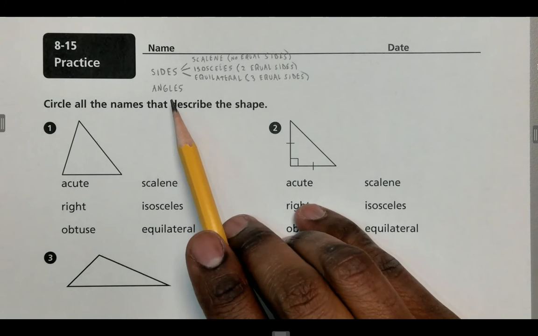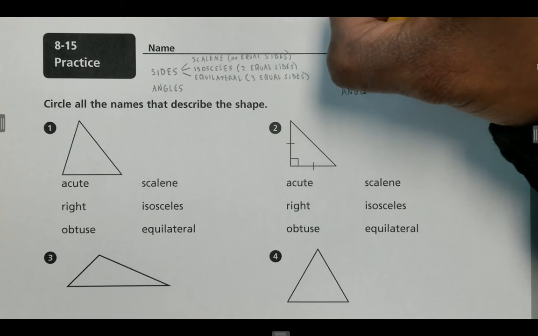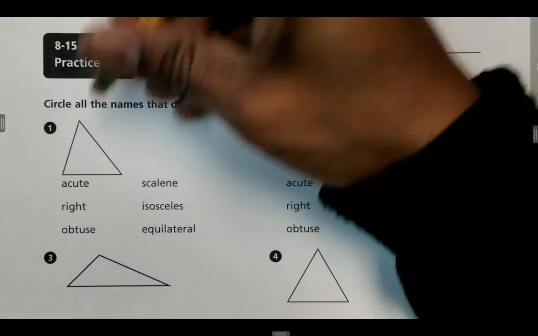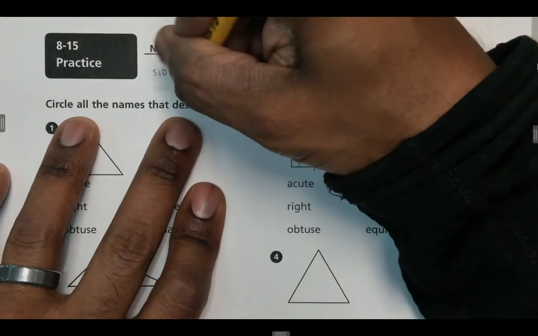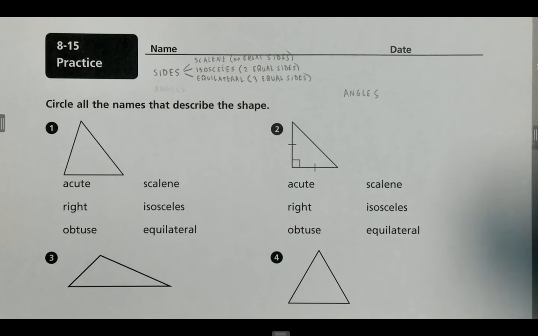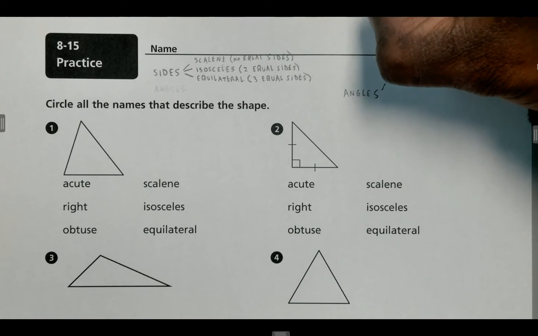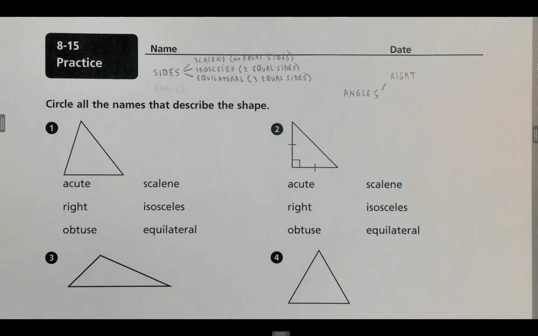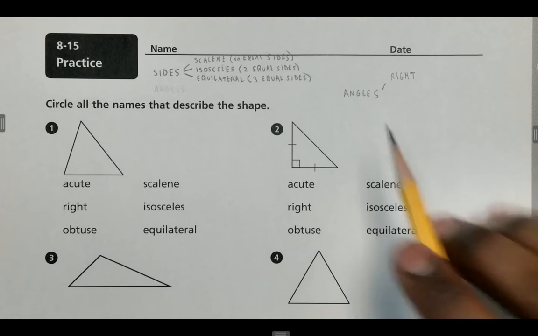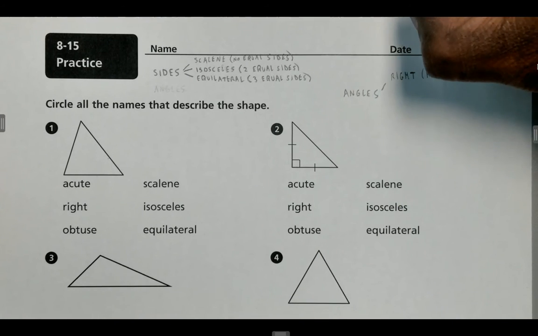Moving on to angles, and actually I am gonna be reasonable here and just give myself some space. First, we have a right triangle. A right triangle is one that has, you guessed it, a right angle, a perfect 90-degree square corner. It has a right angle.